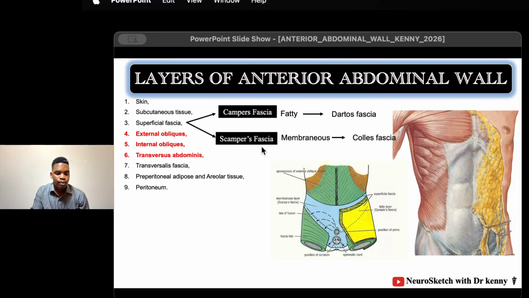So Camper's fascia is also going to form the cremasteric fascia. Don't worry about the dartos and the cremasteric fascia, we're going to discuss them when we do the anatomy of the scrotum. So these are the 2 layers of the superficial fascia. Besides the superficial fascia, we also have deep fascia, but deep fascia is poorly developed. So we are going to the muscles.